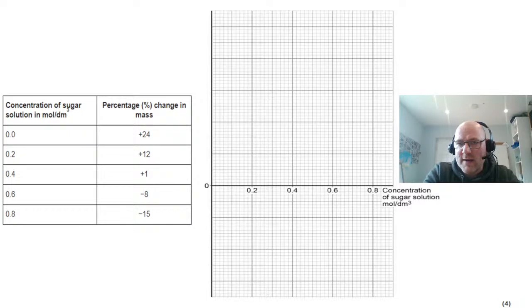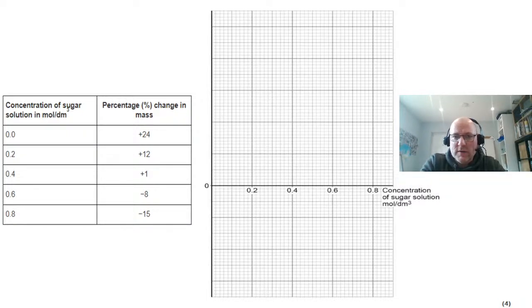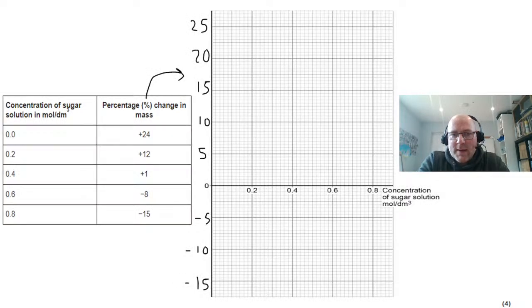Right, this is the type of graph you could be confronted with or be asked to plot on. In this year they asked people to plot this one. So what you're doing here is you're going to plot percentage change all up the side there, and then you're going to plot your results on.